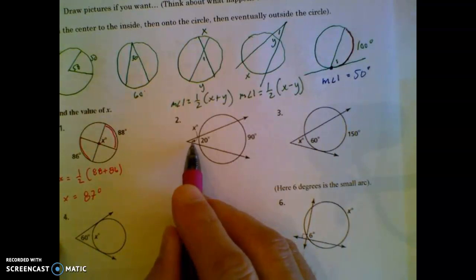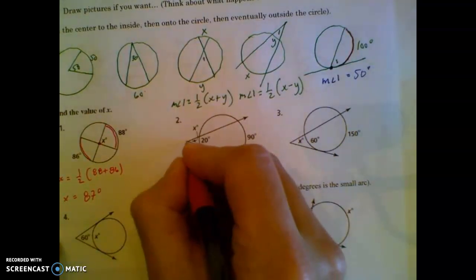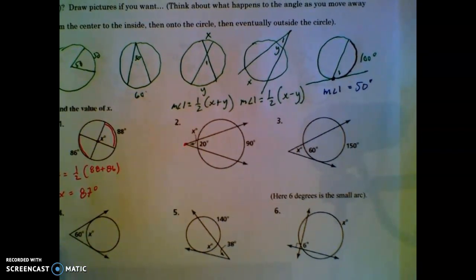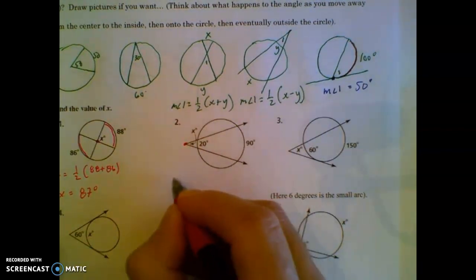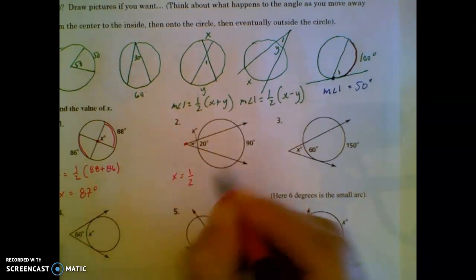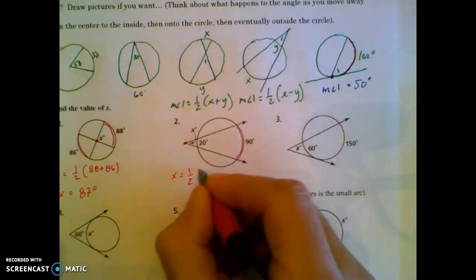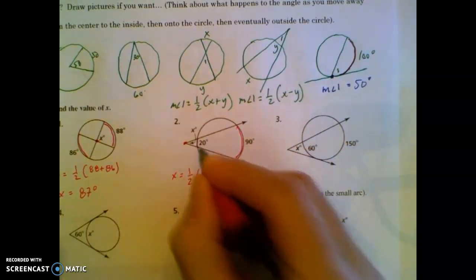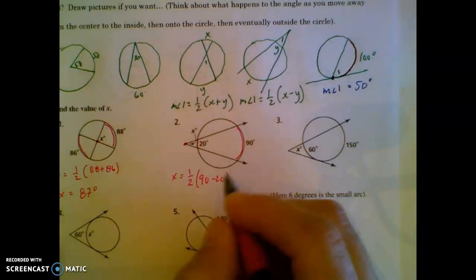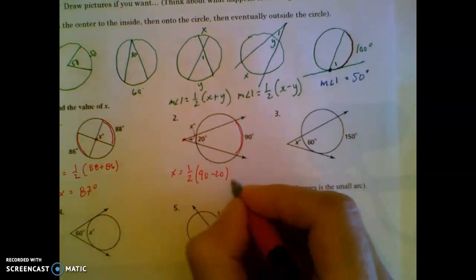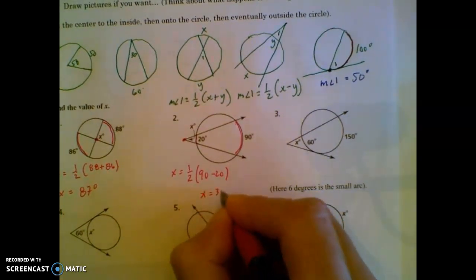Over here, I'm looking for the angle outside here. Again, note where the intersection's occurring, it's on the outside. So I know that x is going to equal 1/2 of the big arc, which in this case is the 90, minus the little arc, which is 20. 90 minus 20 is 70. Half of that would be equal to 35 degrees.